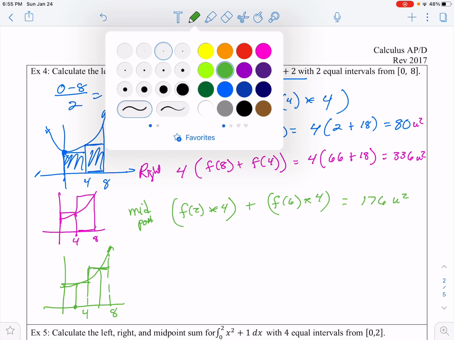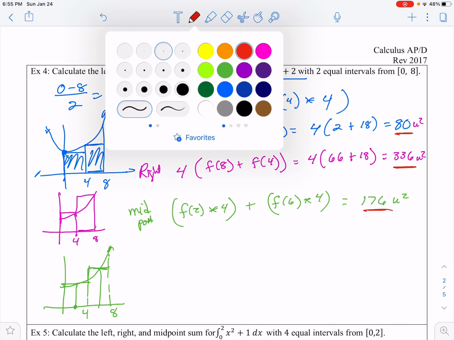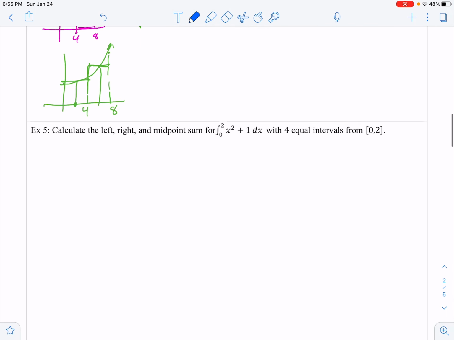You have 80, you have 336, and 176. 176 is probably the best estimate. Midpoint usually is. Okay? But you follow the directions. You do what the directions tell you to do. Okay, let's do it again.